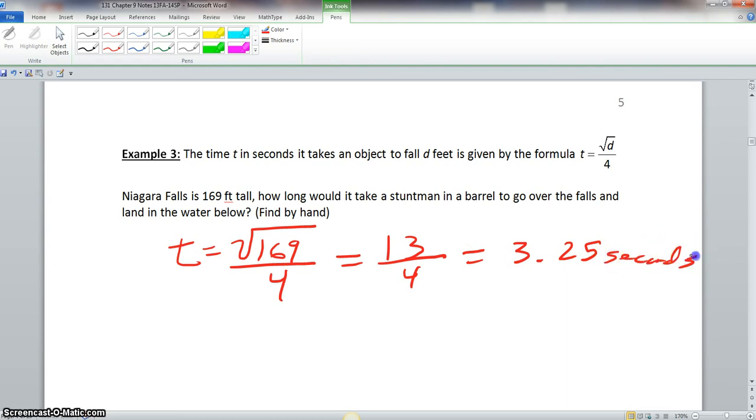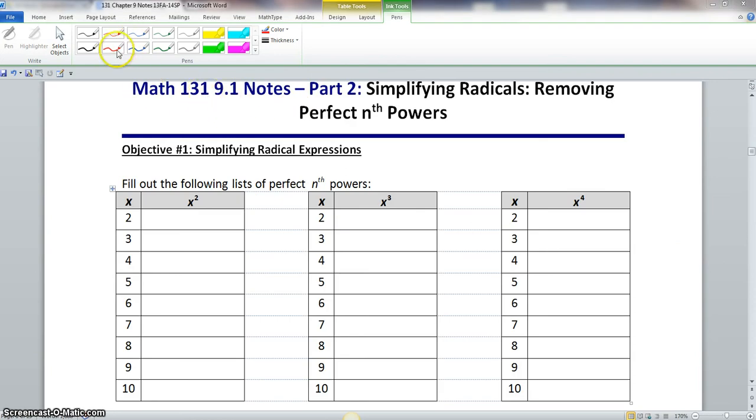And that is our final answer. Now, class, we will move on to 9.1, Part 2, Simplifying Radicals, Removing Perfect Nth Powers.